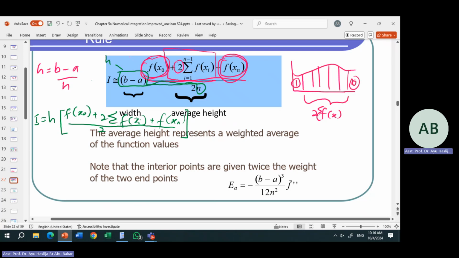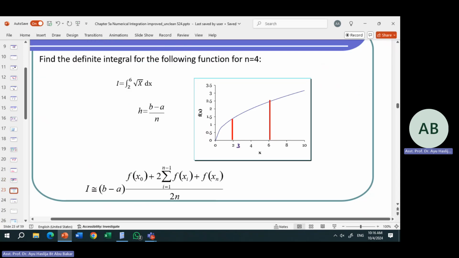Okay, up to there. Single and multiple. Different equations. Okay. Now I move to the example.